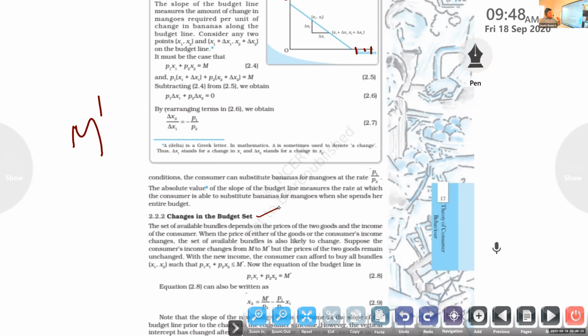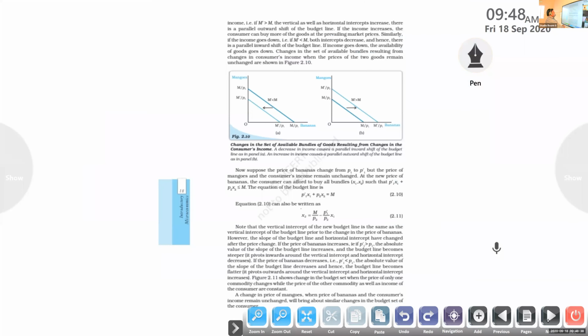When income is increasing or decreasing, or the price of the commodities is increasing or decreasing, in both cases, if income increases, what happens there? The new budget line will move away from the origin. If income decreases, it will come closer to the origin.